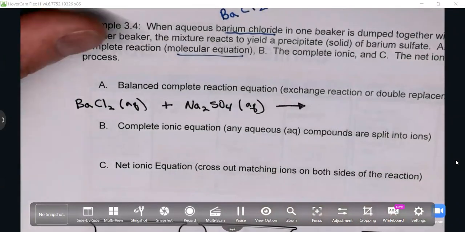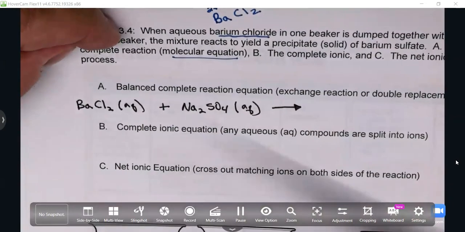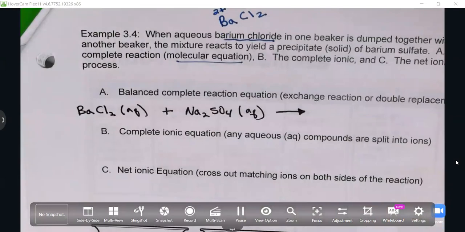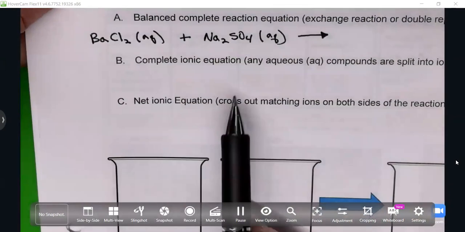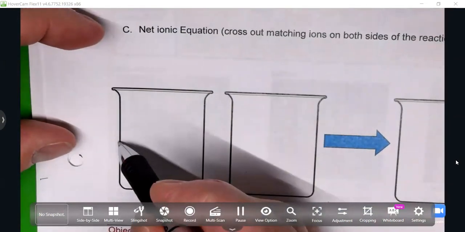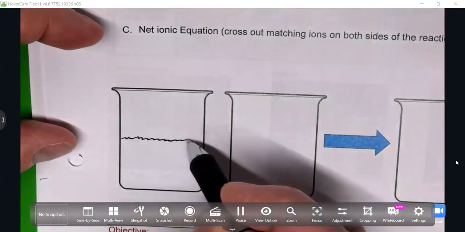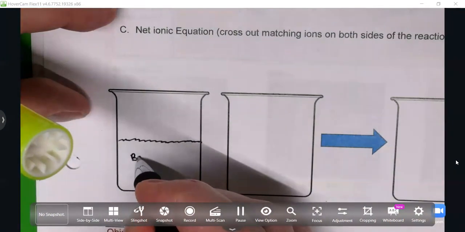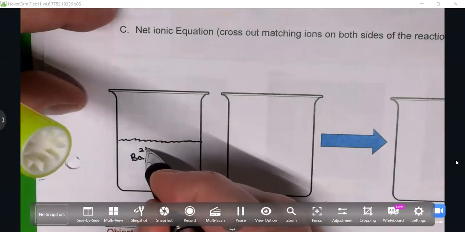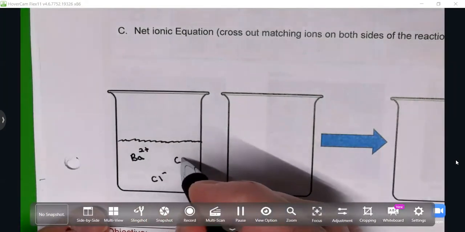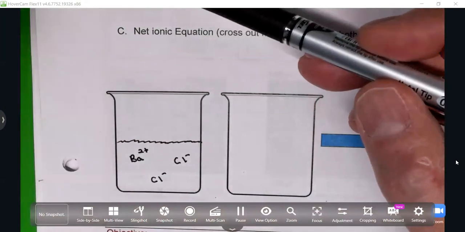We know that they are aqueous, and here's what we need to do: let's put them down here in the beaker first. If those split up, what do they look like in our beaker down here? So if I draw a squiggly line, I want to make this beaker half full, and I have Ba 2 plus floating around in here, and I have Cl minus and Cl minus, if this is aqueous.